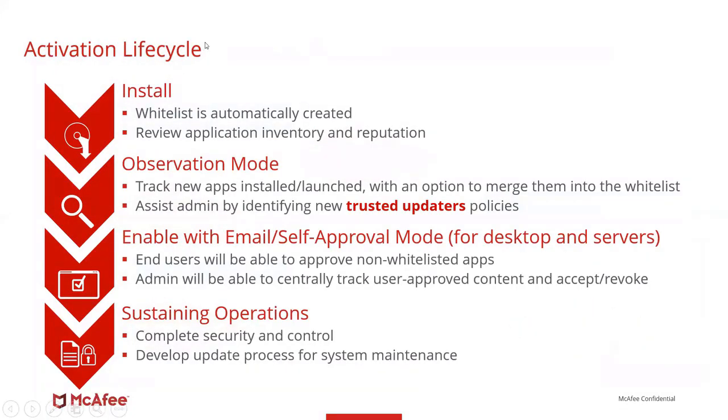So this is the standard life cycle for what application control looks like. Essentially, you install the product, then you build your whitelist, then you review the applications by inventory and reputation to see what you want to allow versus not allow. Then while in observe mode, you're going to basically create and craft your policies. Then you have enable with email self-approval mode.